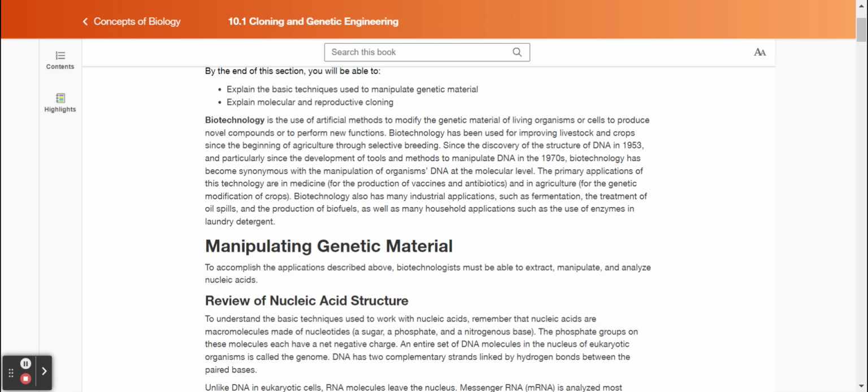The primary applications of this technology are in medicine, for the production of vaccines and antibiotics, and in agriculture, for the genetic modification of crops. Biotechnology also has many industrial applications, such as fermentation, the treatment of oil spills, and the production of biofuels, as well as many household applications, such as the use of enzymes in laundry detergent.